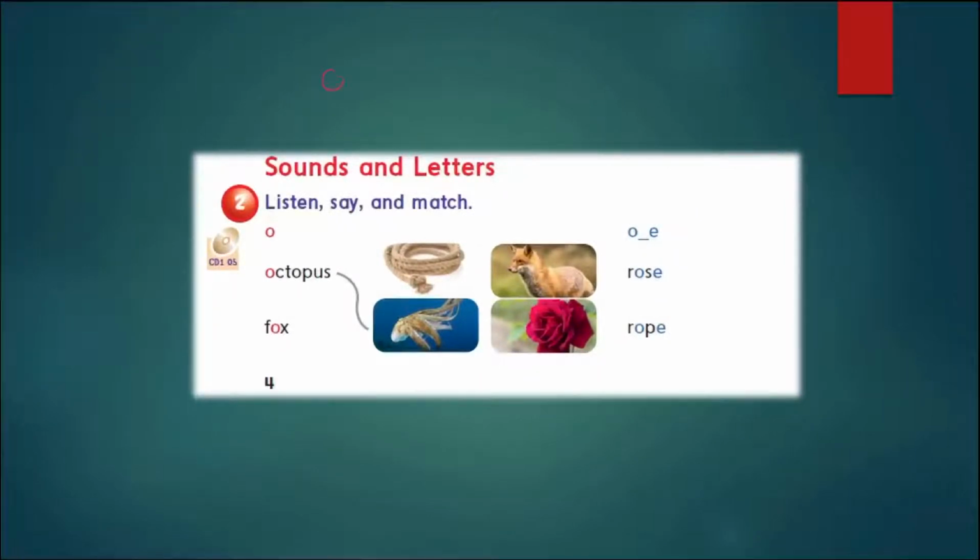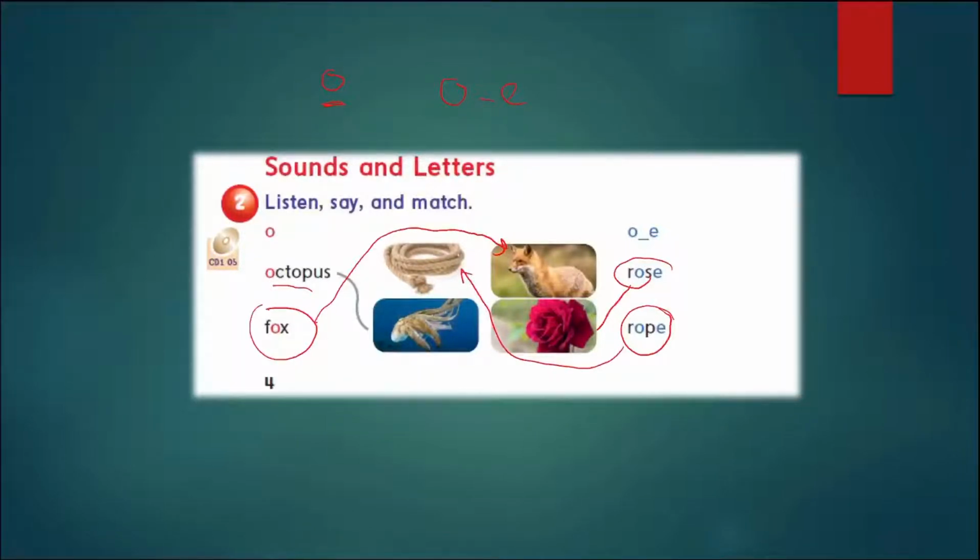Also we need to learn how to pronounce the letter O. We pronounce the letter O like O, and O-A we pronounce like also O. They have the same sound guys. So we're gonna say octopus, fox. So we have to match up this word with its picture. Fox, rose, وردة, robe اللي هو الروب. Don't say rosy, that's gonna be wrong.